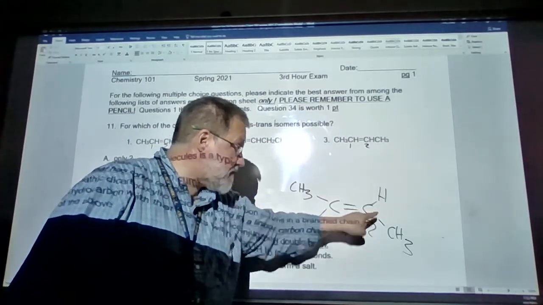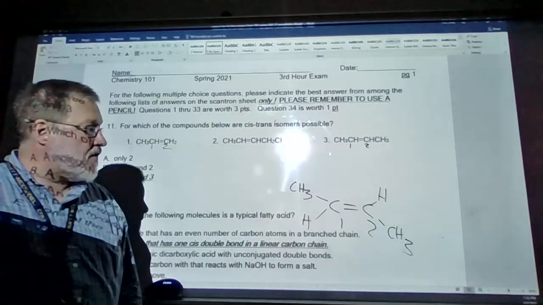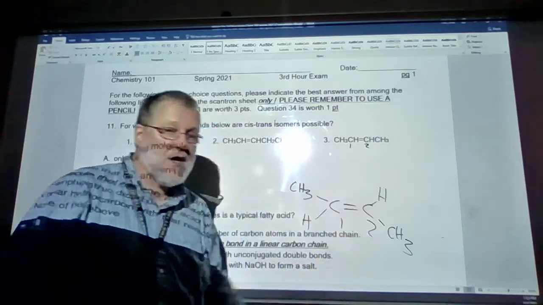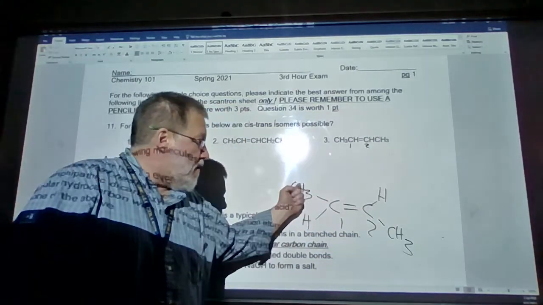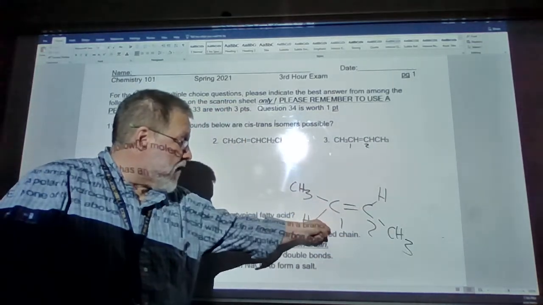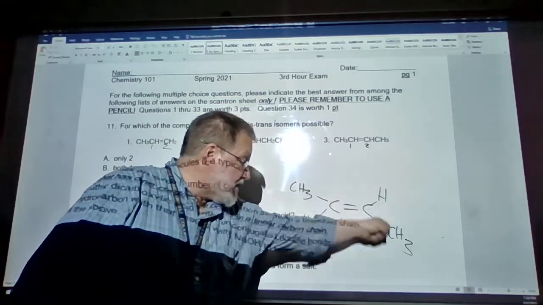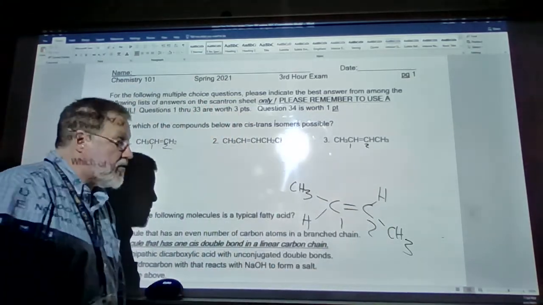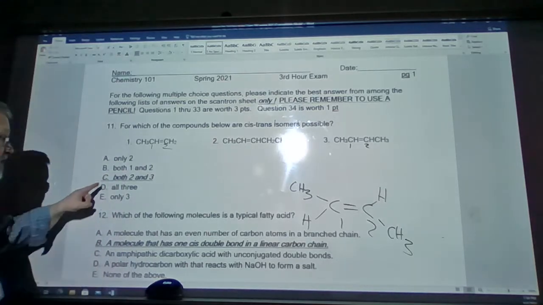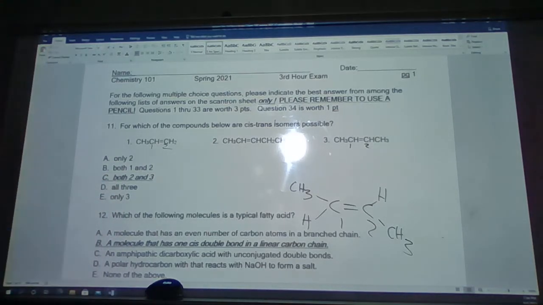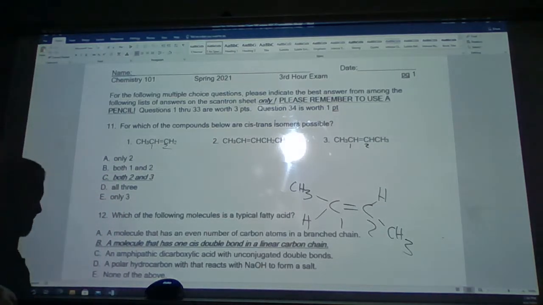What is attached to this carbon of the double bond? Are they different from one another? Yes. Both the carbons attached to this double bond are different. Both the materials attached to that carbon of the double bond are different. We can have cis-trans isomers. So both 2 and 3 can have cis-trans isomers.